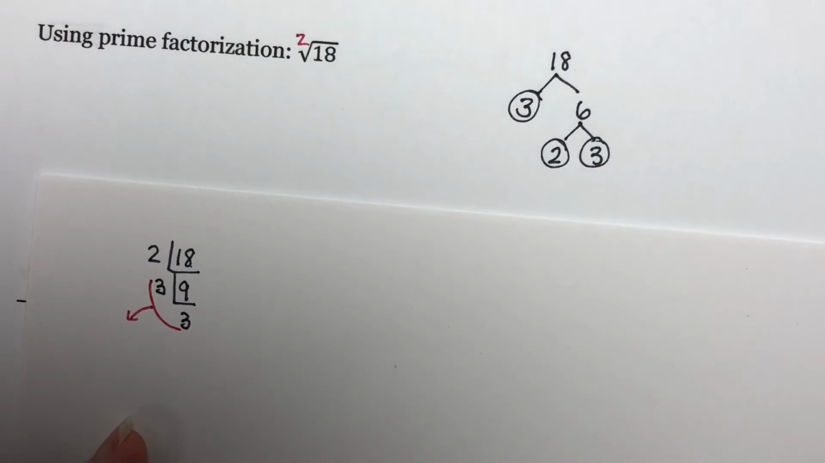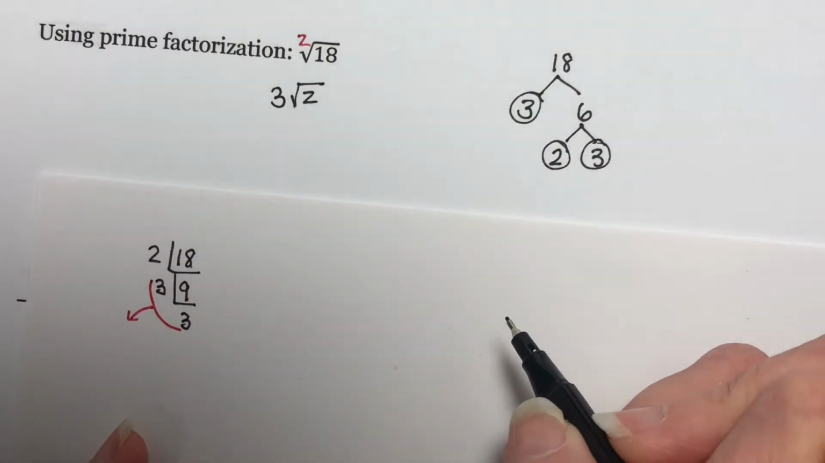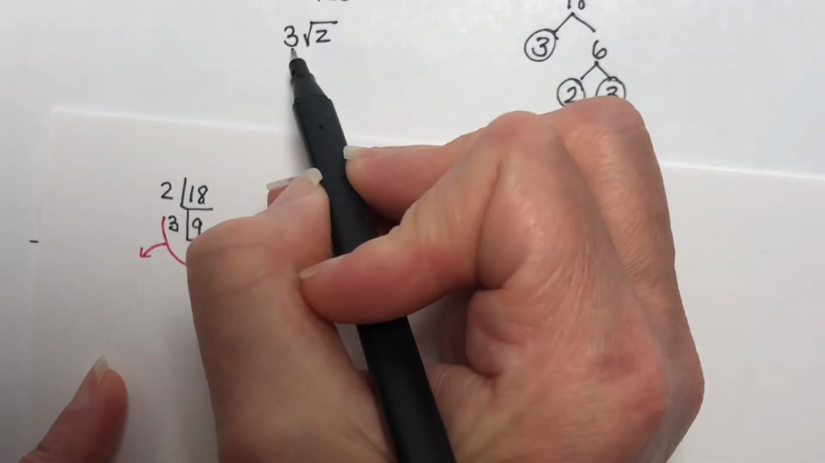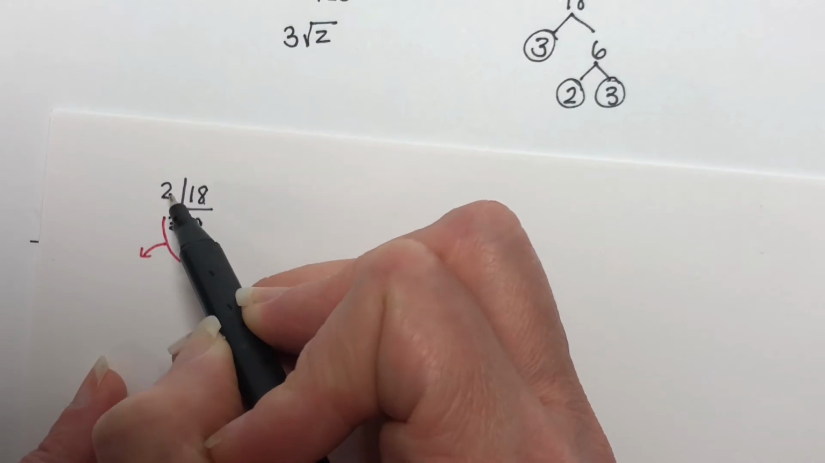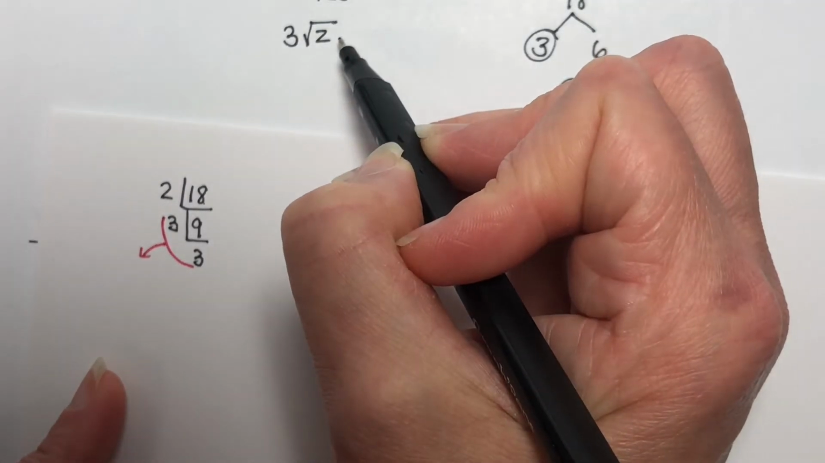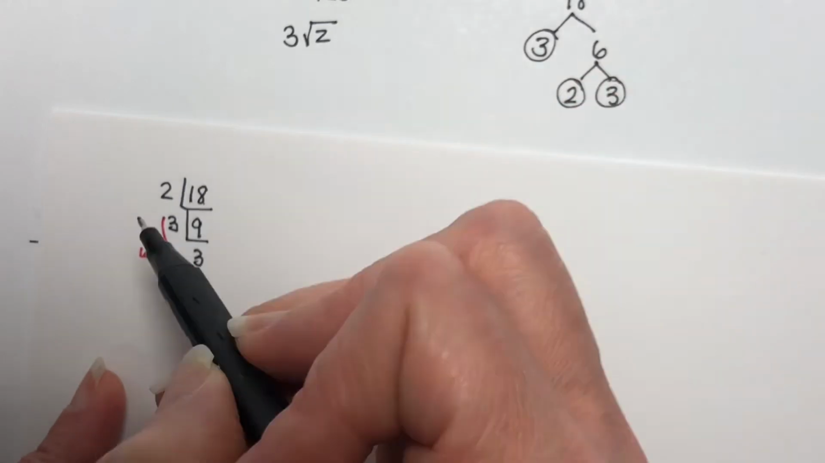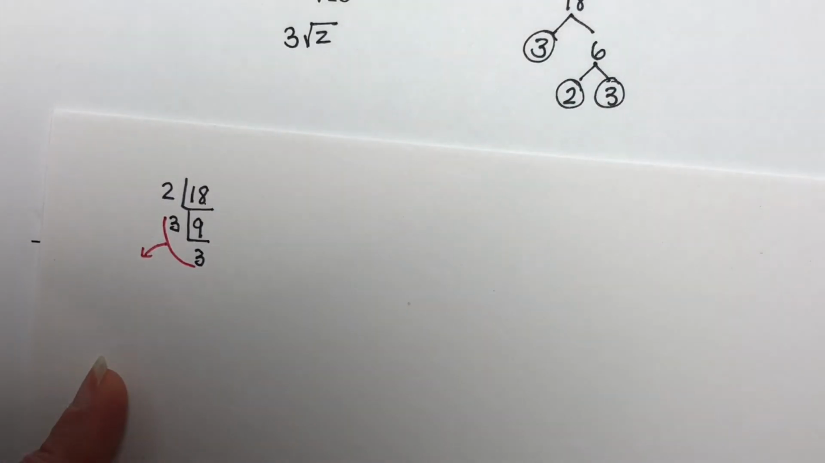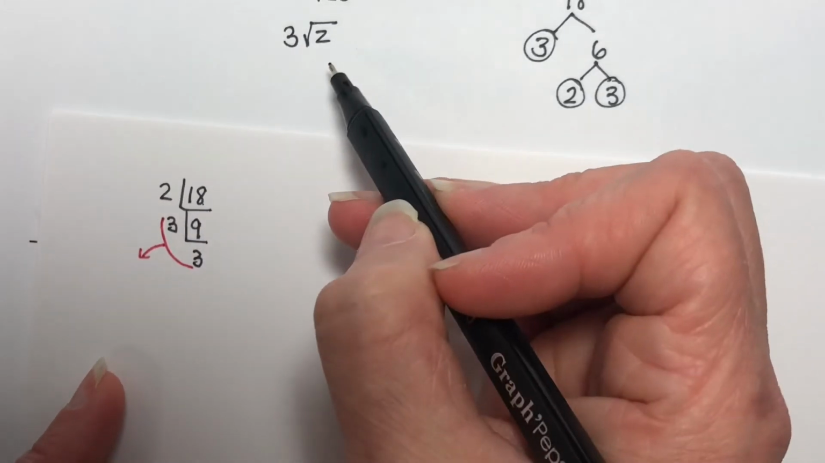Remember, our answer to this is 3 times the square root of 2. I have a pair of 3s, so a 3 moves to the outside. This 2 did not have a pair, it did not have a partner, so it is stuck on the inside. Okay, so that's basically how we're going to work these. If we're having a square root, we're looking for 2 of a kind to move to the outside. And anything that does not have enough to move to the outside is stuck on the inside.